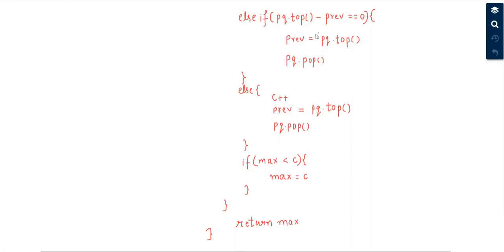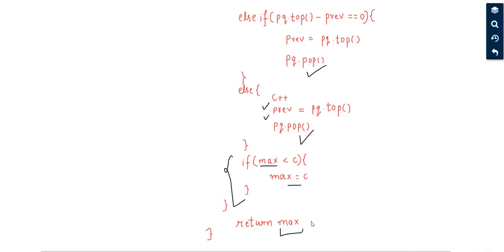Otherwise, if the top element of the priority queue is the same as the previous element, then I will simply pop that element out of my priority queue. Otherwise, we have the third case where the top element of the priority queue is 1 greater than the previous element. In that case, I will assign the top element to the previous variable, increment the current length by 1, and pop the element out of the priority queue. Finally, I update my max variable, that is the longest consecutive subsequence length. Finally, I will return the max variable from here.